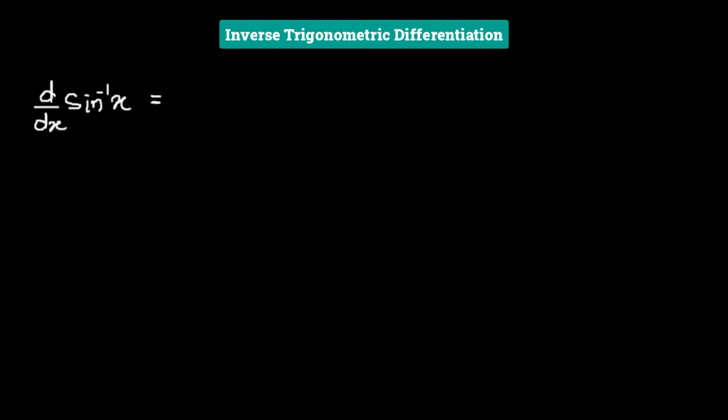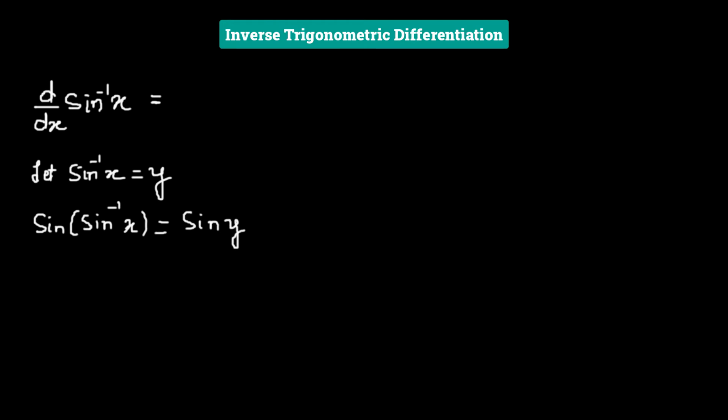kinds of problems. So we begin by assuming that sine inverse of x be equal to some variable y. Then we are going to take the sine function on both sides. So that will give us sine of sine inverse of x equals sine of y. Now sine of sine inverse of x is simply going to give us x. So x will be equal to sine y. Let's label it as equation number 1.